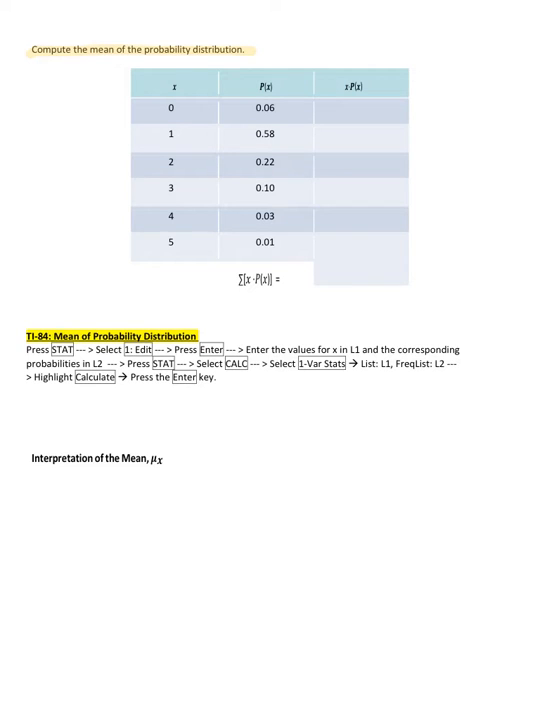First you're going to multiply each value of the random variable by the corresponding probability. So 0 times 0.06 is just 0. 1 times 0.58 is 0.58. 2 times 0.22 is 0.44. 3 times 0.10 is 0.3. 4 times 0.03 is 0.12. And the last one, 5 times 0.01, is 0.05. Once you get these products, you add them all up, and you should get 1.49. And what are the units?